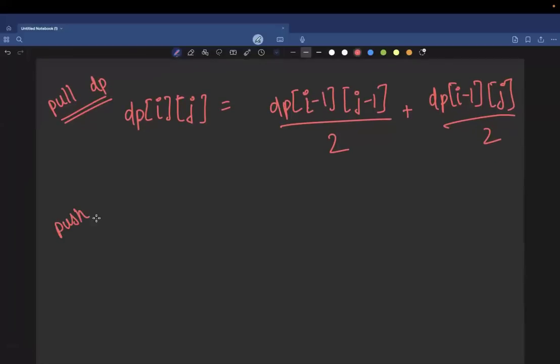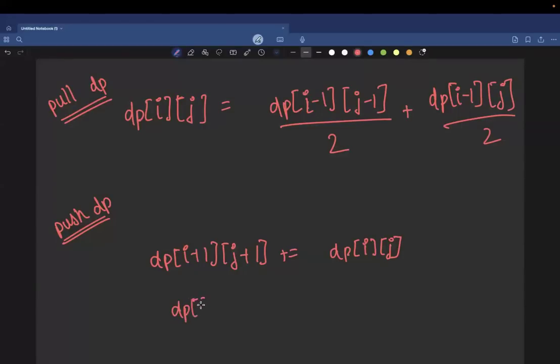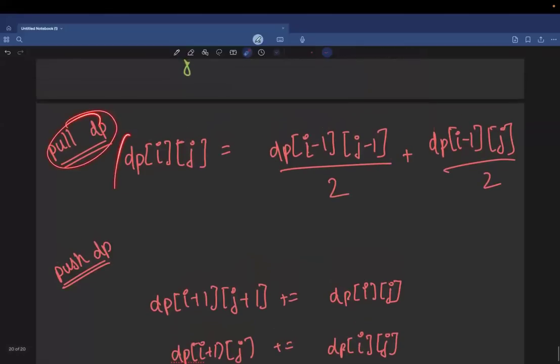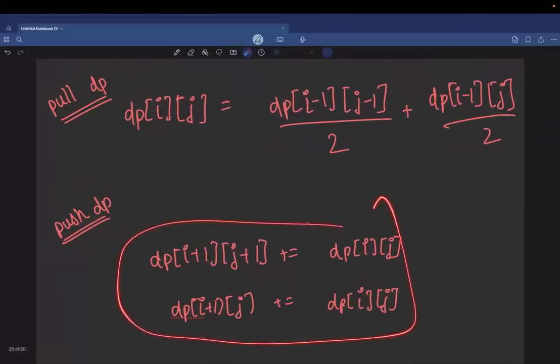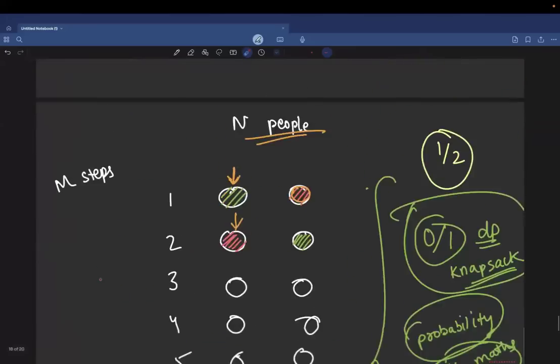If you write the transition in push dp, then it would be dp of i plus 1, j plus 1 being incremented by dp of i, j, and dp of i plus 1, j being incremented by dp of i, j. If you're comfortable with pull dp, then go with this. If you're comfortable with push dp, like in my case I do prefer push dp, then go with this kind of transition. This is a lot simpler to think.